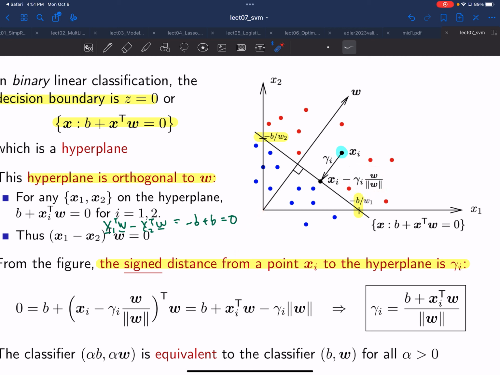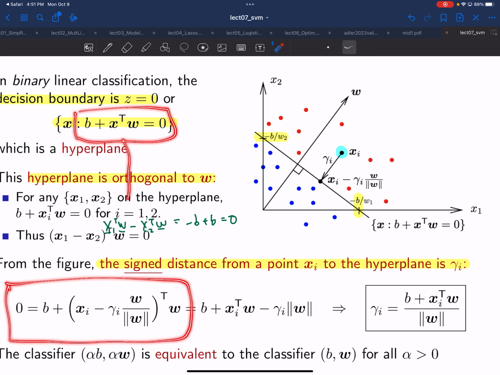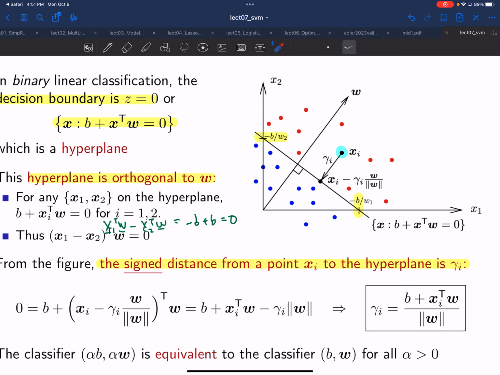So essentially, now I know that this is on the plane, and all I have to do is plug that into this equation to solve for gamma, and that will tell me how far that point is from the plane. So here's the equation from above, where all I've done is take this x and plug in this new one. Because it's on the plane, it has to satisfy this equation. I know everything here except for gamma i, so I can solve for gamma i.